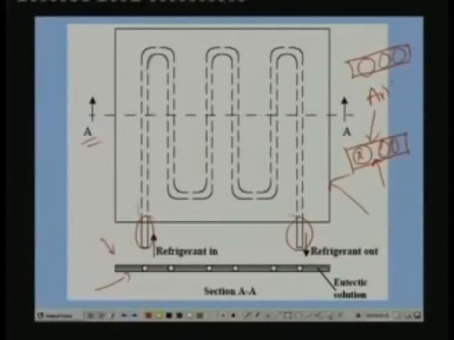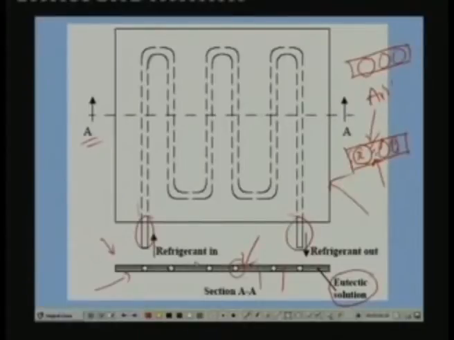So there is a gap between the tube and the plate. So all this space is normally filled with a eutectic solution. Eutectic solution means a solution which has low freezing point. So when you fill this space with the eutectic solution, then there is a good thermal contact between the refrigerant tube and the outer plate, because the eutectic solution, which is a liquid, has a high thermal conductivity compared to air or vacuum. So as a result, you get good performance.